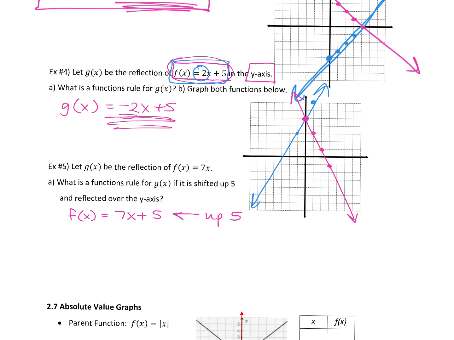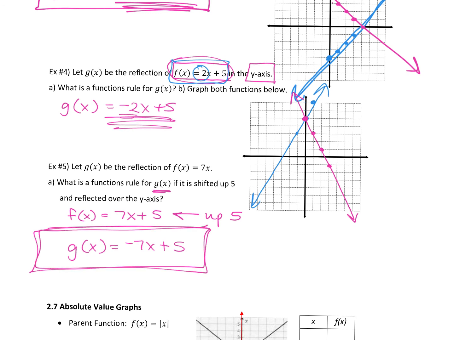We want to know what is g of x, the new function, if we shifted it up 5, which we already did, but now reflect it over the y-axis. What does that equation become? Yes, negative 7x plus 5. So only your x changes if we reflect over the y-axis. So this would be your equation. And we're not going to graph that one, but that's what it would look like.